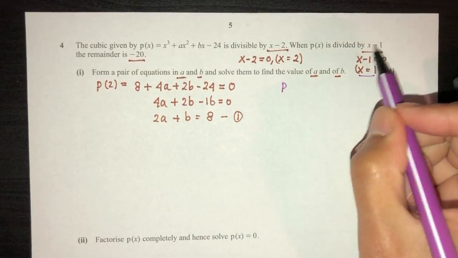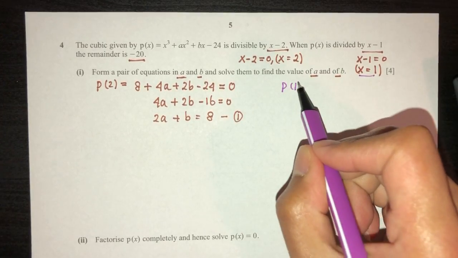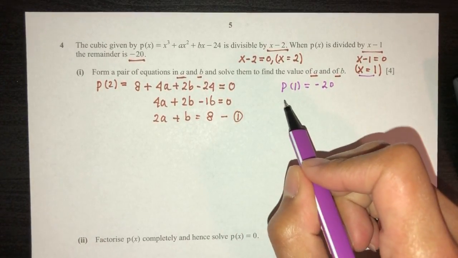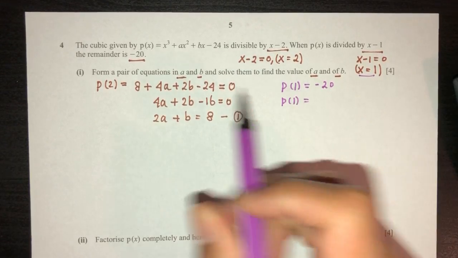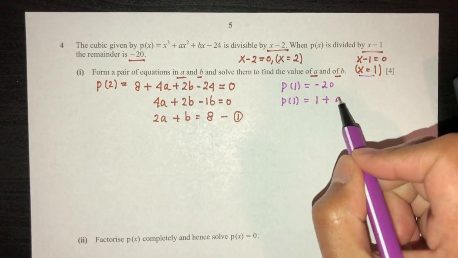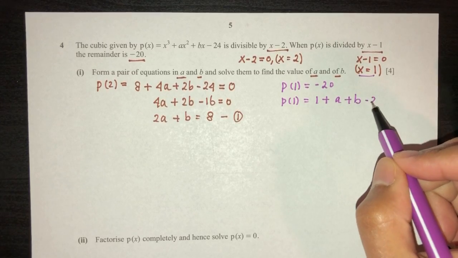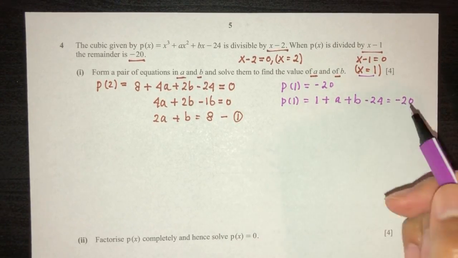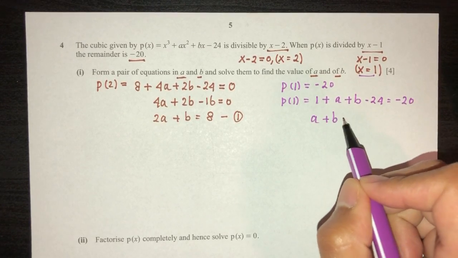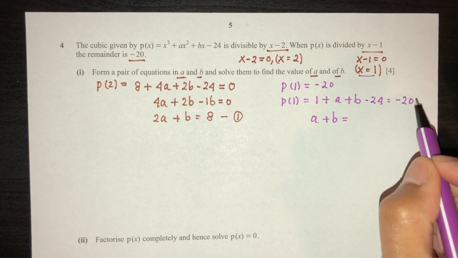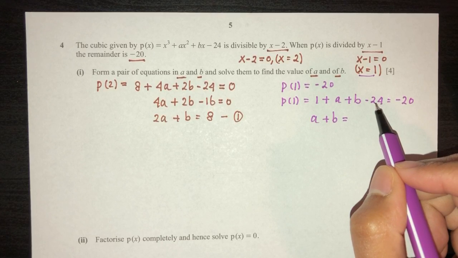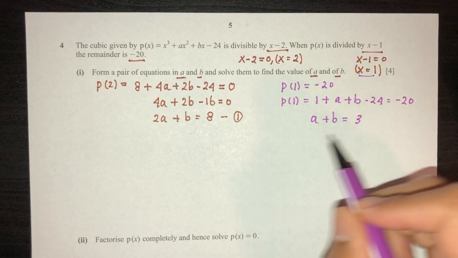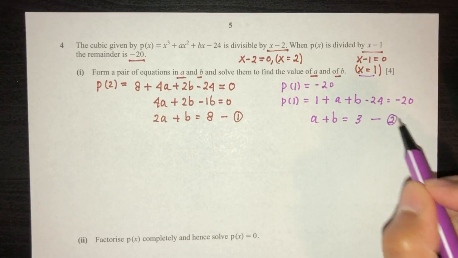It says if you divide by this one and when x equals 1, it is going to give you a remainder of minus 20. So let's do that. p of 1 is 1 plus a plus b minus 24, which gives you minus 20. Now let's simplify. You will have a plus b equal to, so we send this over here, minus 20 plus 24, that is plus 4, minus 1, that will be 3. So that is your equation number 2.